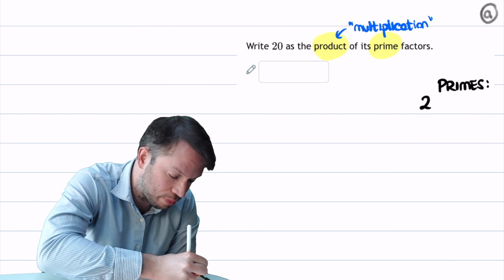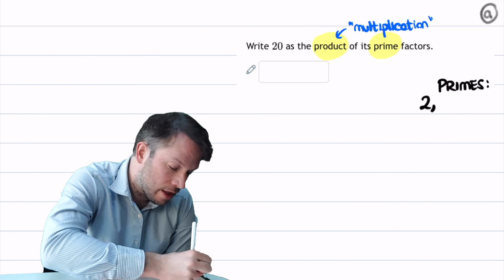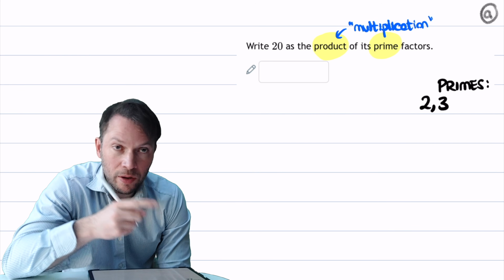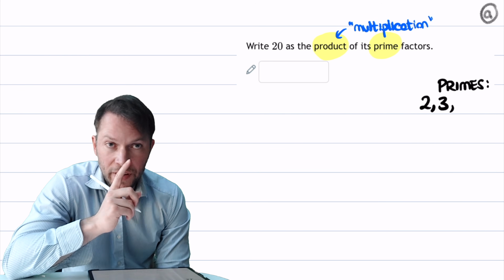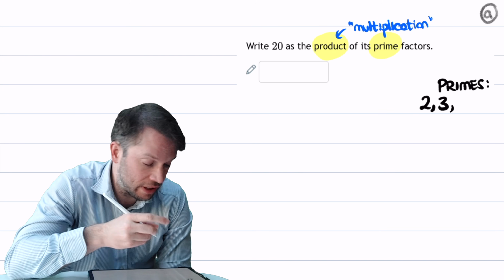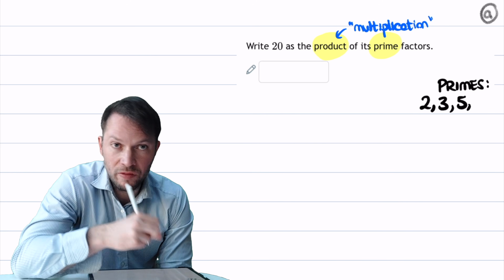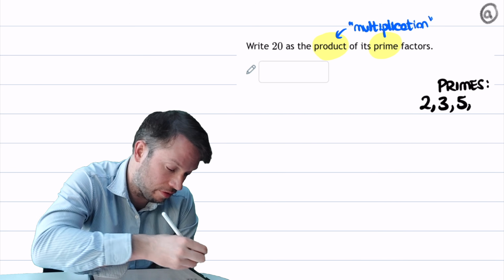Now, 2 is a prime number because its only factors are 1 and itself, 2. 3 is a prime number because its only factors are 1 and 3, 1 and itself. 4 is not prime because it has a factor of 2, which is neither 1 nor itself. 5 is a prime number because its only factors are 1 and 5, 1 and itself. 6 is not prime because it has factors of, say, 2 and 3.